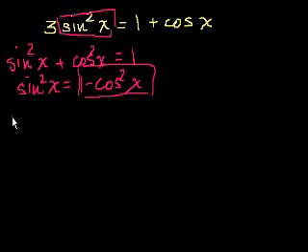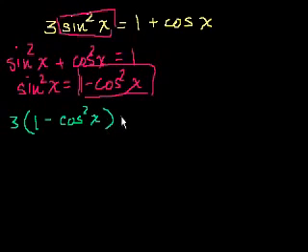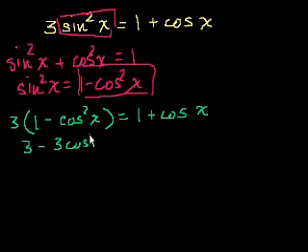Let's substitute. So we get 3 times sine squared of x. We just showed that sine squared of x is the same thing as 1 minus cosine squared of x. 1 minus cosine squared of x is equal to 1 plus cosine of x. We can simplify it a little bit. 3 minus 3 cosine squared of x is equal to 1 plus cosine of x. I don't know, just for kicks, let's put everything onto the right side of the equation. And you'll see it wasn't just for kicks.